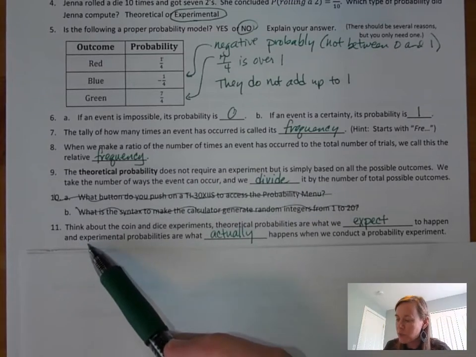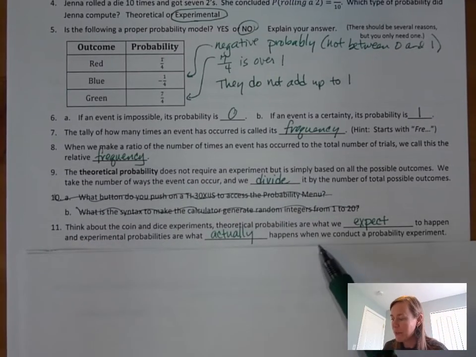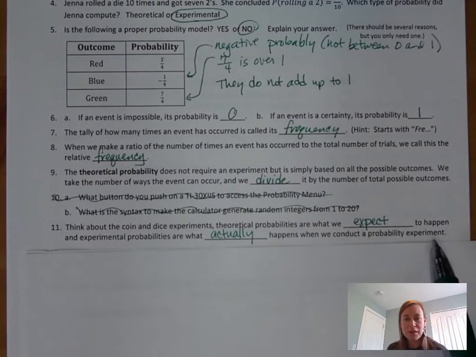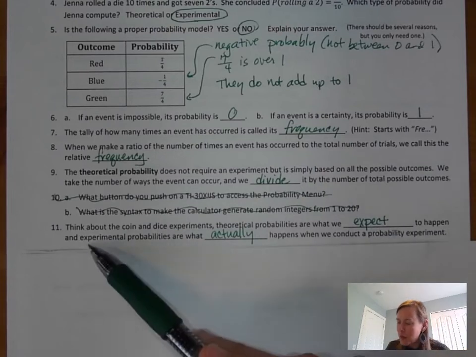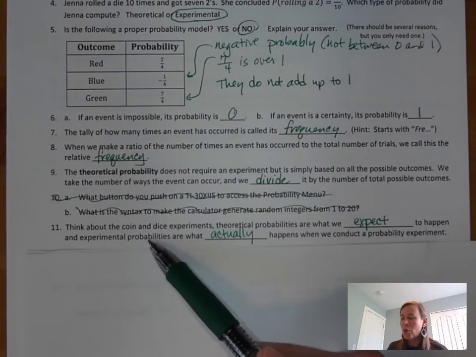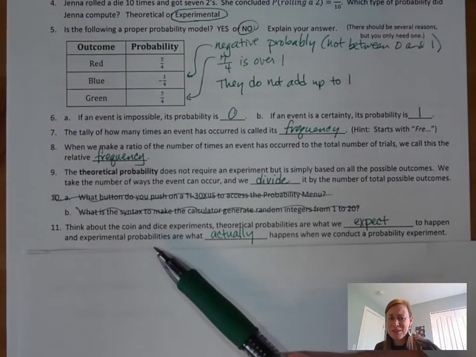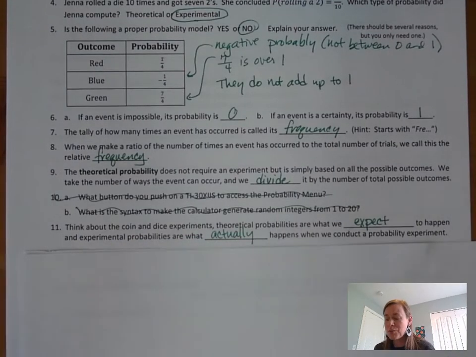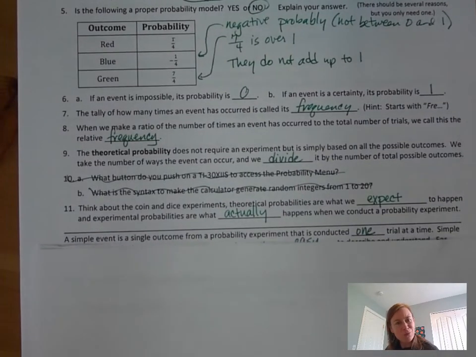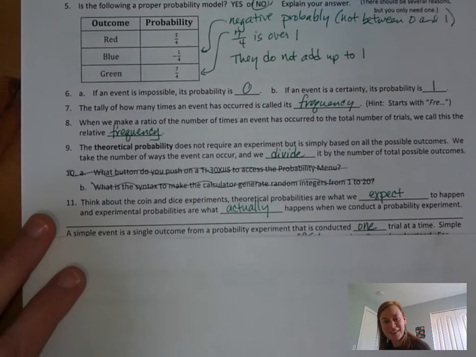Whereas experimental probabilities are what actually happen when we conduct a probability experiment. So if we flipped a coin 10 times, we would expect 5 heads and 5 tails. But the experimental probability would be whatever actually happened. It might be 6 heads and 4 tails, or it might be 8 heads and 2 tails. It could happen. It's not that likely, but that's what an experimental probability is. That's what actually happens. Okay, now that was our kind of warm-up review of vocabulary. Let's go on to our new stuff.